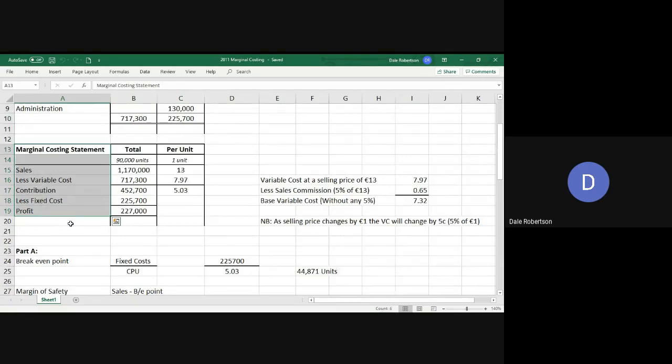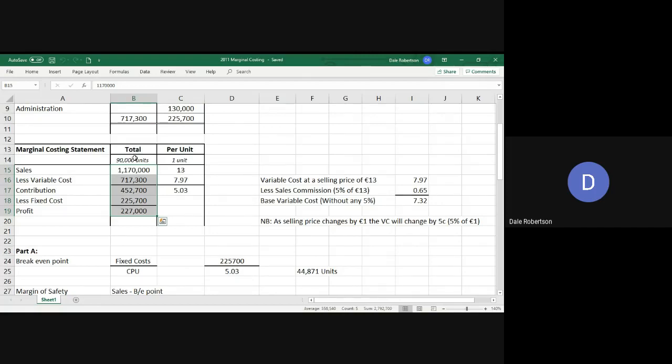So for the total here, this is quite easy. It is your sales from the question, and your total variable cost up here. You subtract that to get 452,700, and then you subtract away your fixed cost of 225, and that gives you 227. It's worth noting that this 227 is the number that you already have in the question. All we have done here is rearrange the numbers, split into variable and fixed. We haven't actually changed any numbers.